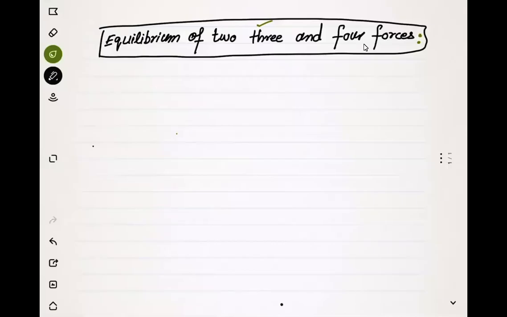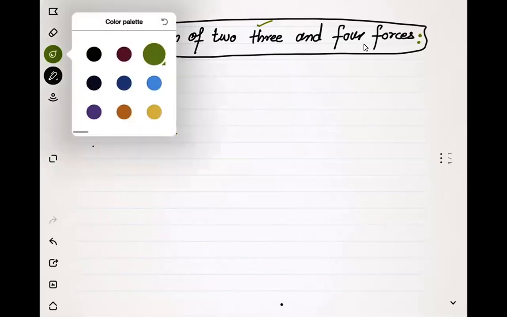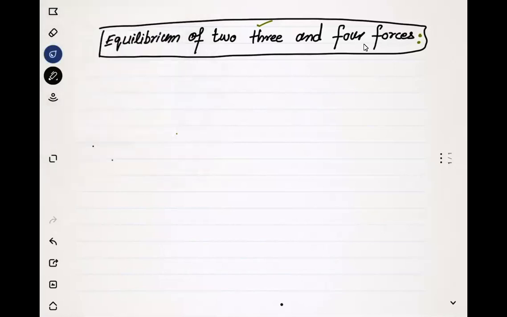In this class, we are going to study specifically the equilibrium with 3 forces, 2 forces, and 4 forces. So first of all, when there are 2 forces on the object, what are the conditions for equilibrium?